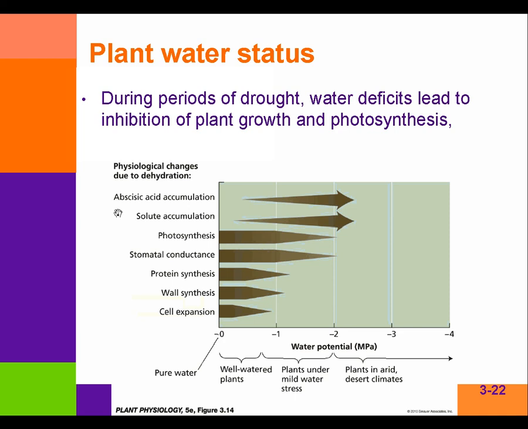And here we have the first reference to one of the most important hormones in plants, abscisic acid. As plants start suffering from a drought, they start producing abscisic acid, and this abscisic acid plays very important roles in the plant that we'll be going through in great detail in this subject and in later subjects. So as water potential starts dropping really low, abscisic acid starts being accumulated.